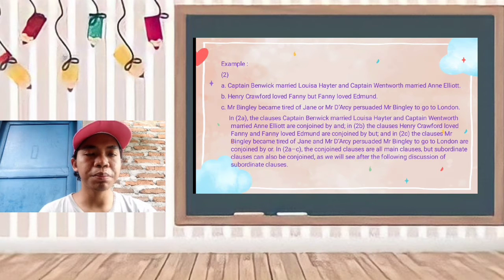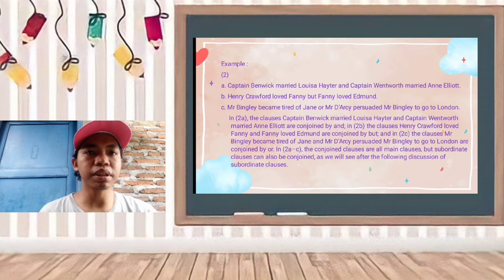Examples: A. Captain Benwick married Louisa Hayter and Captain Wentworth married Anne Elliot. B. Henry Crawford loved Fanny, but Fanny loved Edmund. C. Mr. Bingley became tired of Jane, or Mr. Darcy persuaded Mr. Bingley to go to London.